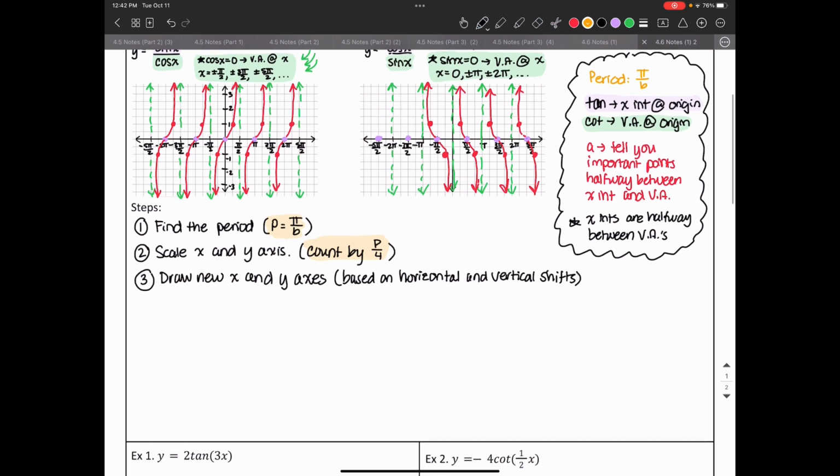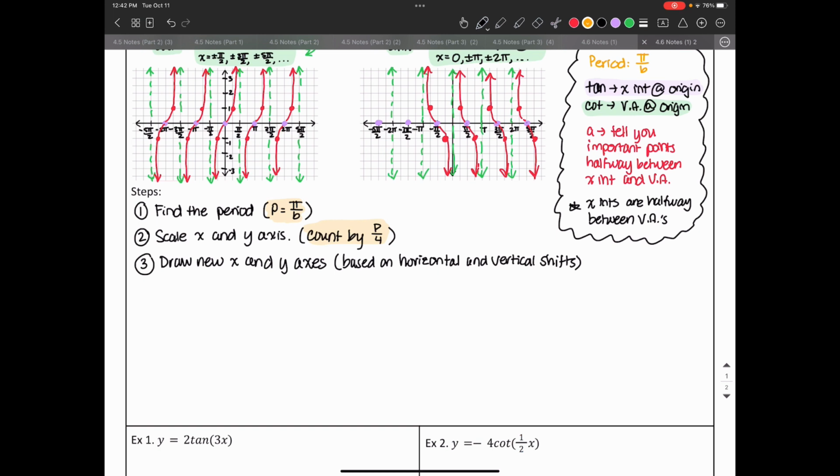Okay. And then after you do that, I like to color code everything. So horizontal and vertical shifts. The horizontal shift is going to be where your new shape or the period is starting, and then the vertical shift is going to be where the new middle is.